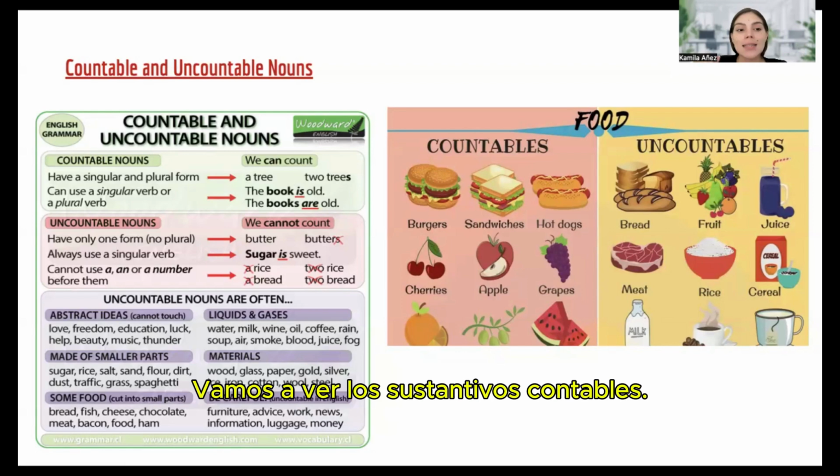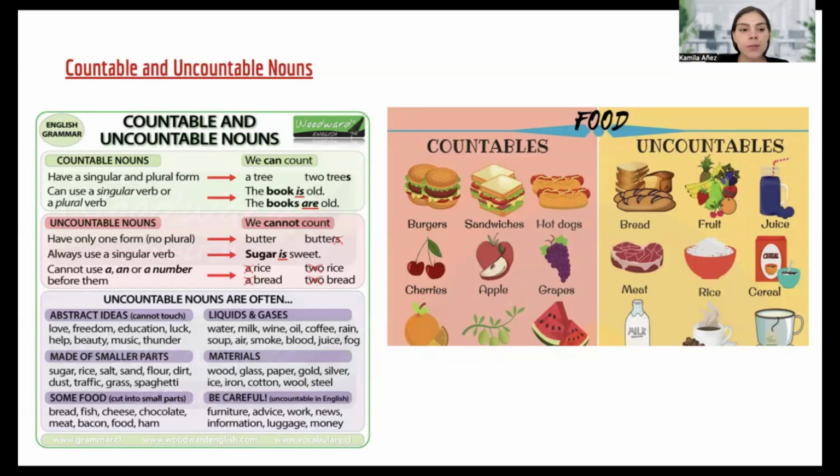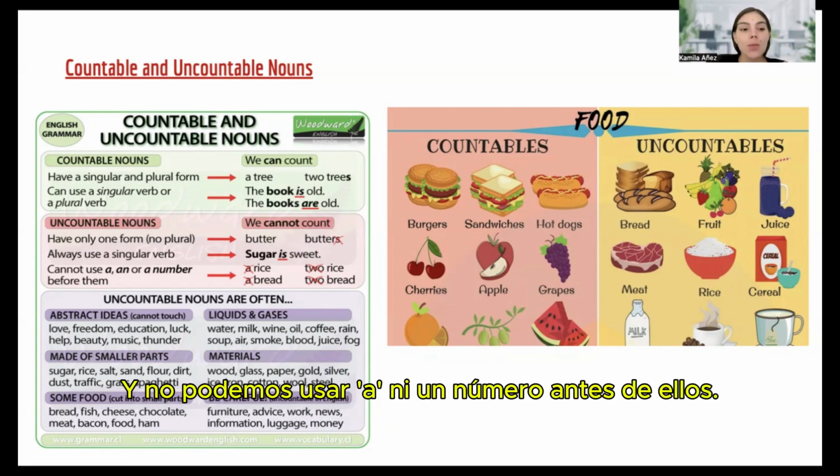Okay, let's see uncountable nouns. Uncountable nouns have just one form, no plural. Okay, always use a singular verb, and we cannot use a, an, or a number before them.